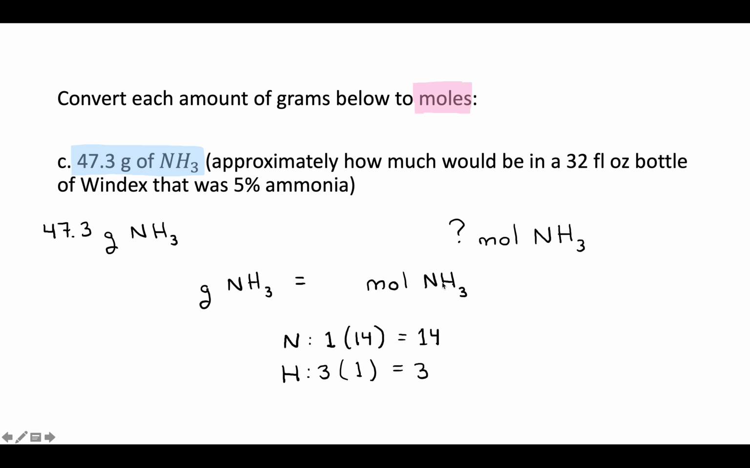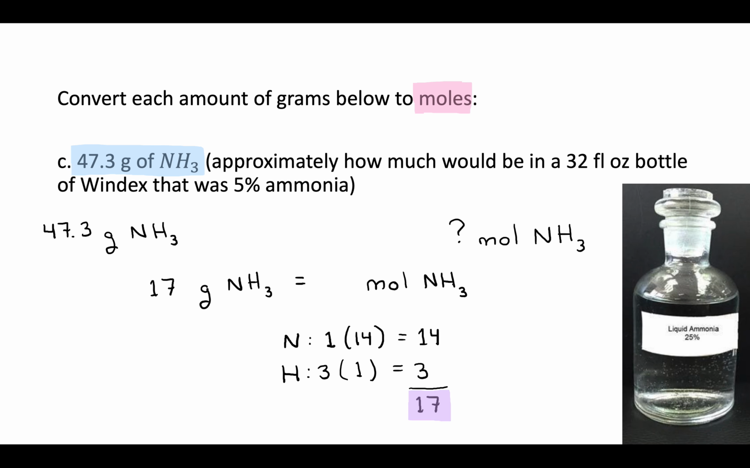So in 1 mole of this compound, we have 14 grams coming from nitrogen, 3 grams coming from the hydrogens. Altogether, that is 17 grams. There are 17 grams of NH3 in every 1 mole of NH3. So that gives us our conversion factor.